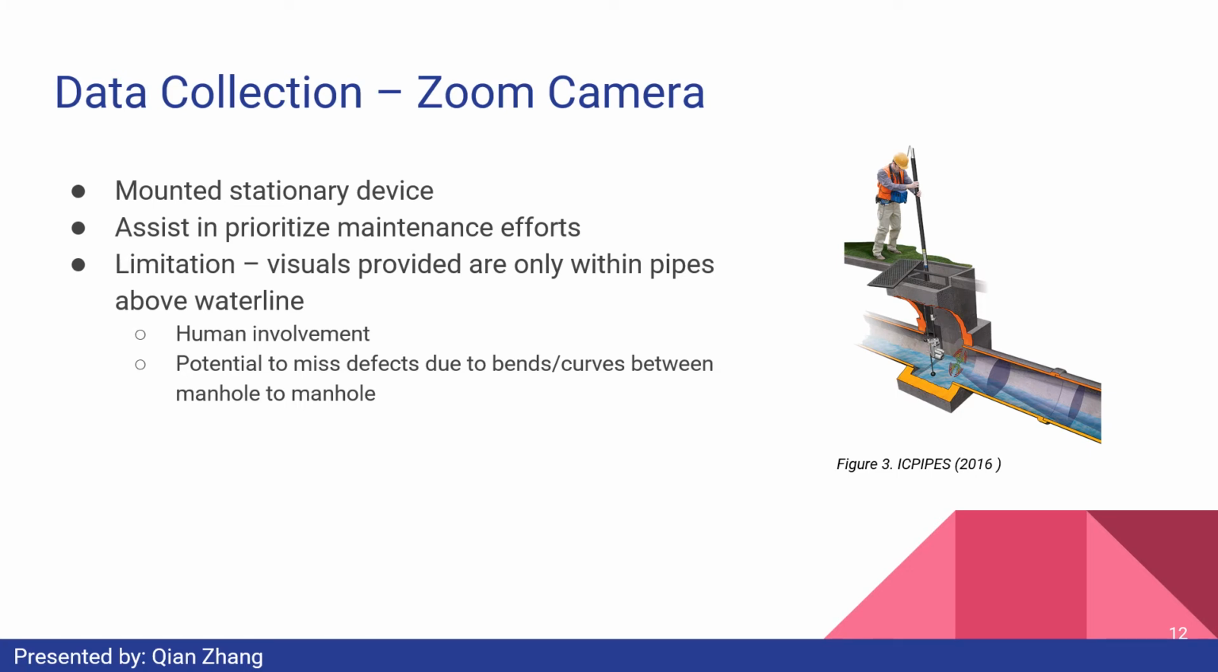The limitation of this technology involves human operation. However, it is believed that the training required for operating zoom cameras will be less than the actual inspection of the pipeline, as well as reducing human errors. Additionally, there is a potential to miss defects due to bends and curves from manhole to manhole.